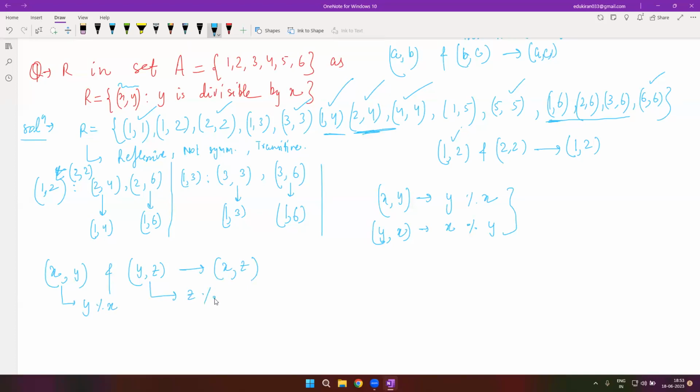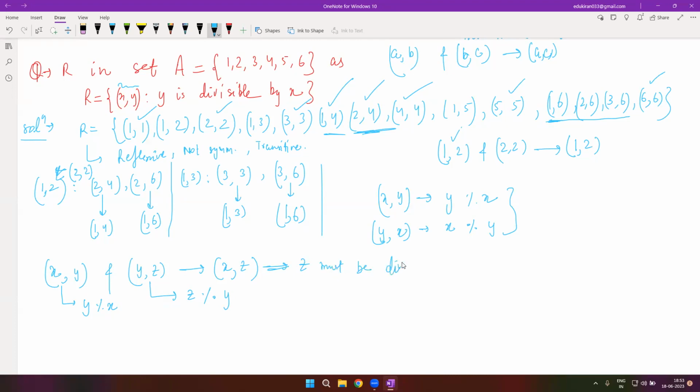If the second value is divisible by the first value, then that is a pair of this relation, right? So if x comma y is present, it means that y is divisible by x. If y comma z is present, then z is divisible by y, right? It says that if x comma y and y comma z are there, then x comma z has to be there. Now, what does x comma z mean? That z must be divisible by x.